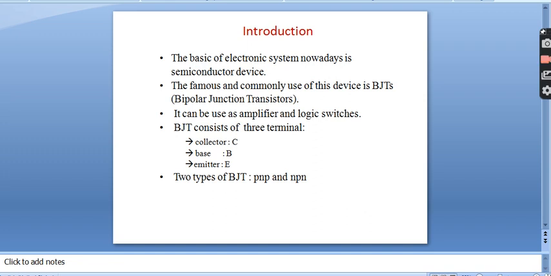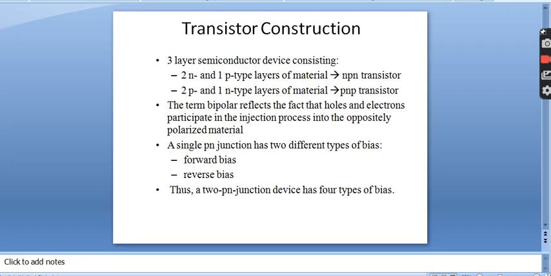The BJT has two types, PNP and NPN transistors. So a BJT has three terminals, collector, base and emitter, and two types, NPN and PNP. Now let us go to the construction of these transistors. We know there are two types of transistor, NPN and PNP. How are they constructed?